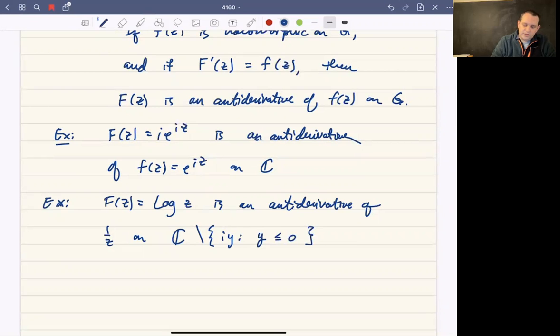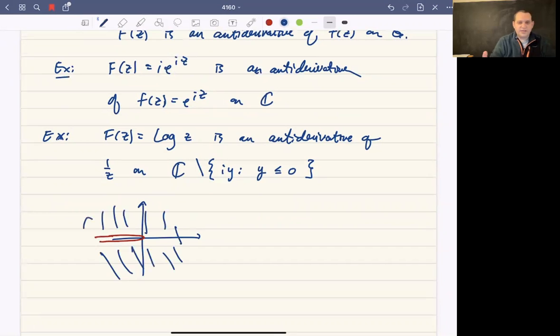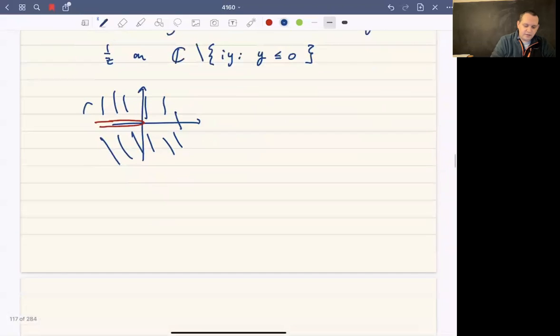Okay, so if we wanted to graph it, this is going to be everything except this little part; we're going to take away just that part. And the part that's left is going to be the region over which log z is an antiderivative of 1 over z. You could also check, just as a final example, that sine of z is an antiderivative.